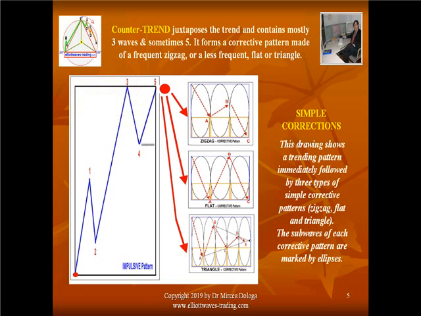Counter trend juxtaposes the trend and contains mostly 3 waves and sometimes 5. It forms a corrective pattern made of a frequent zigzag or a less frequent flat and or a triangle. Let's talk first about the simple correction. The drawing on the left side shows a trending pattern which was immediately followed by 3 types of simple corrective pattern: a zigzag, the first one, a flat in the middle, and a triangle all the way down. The subwaves of each corrective pattern are marked by ellipses for a better visualization.